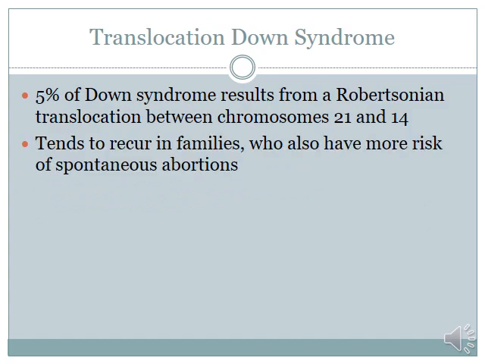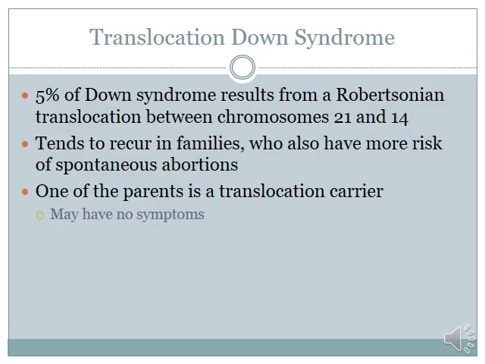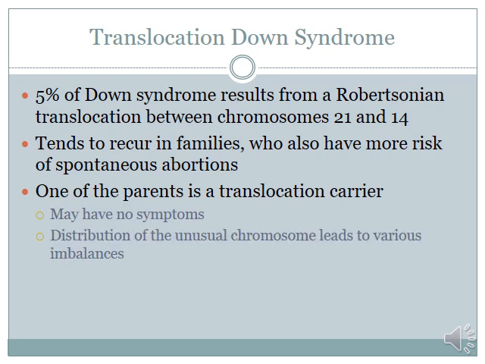If we look at translocation Down syndrome, we see that 5% of Down syndrome individuals result from a Robertsonian translocation between chromosomes 21 and 14. It tends to recur in families who also have more risk of spontaneous abortions. One of the parents is a translocation carrier, and they may, of course, have no symptoms. Distribution of the unusual chromosome leads to various imbalances.